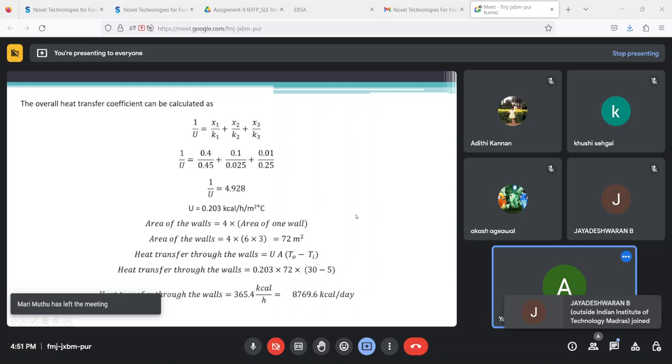We have as of now calculated only the heat transfer through the walls. You calculated the overall heat transfer coefficient because you have multiple layers. Then you calculate the area of the walls and then you substitute it into the generic formula. So this is for the walls. We still have to calculate the heat transfer through the ceiling.